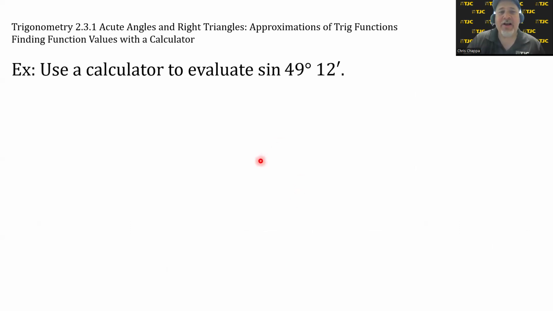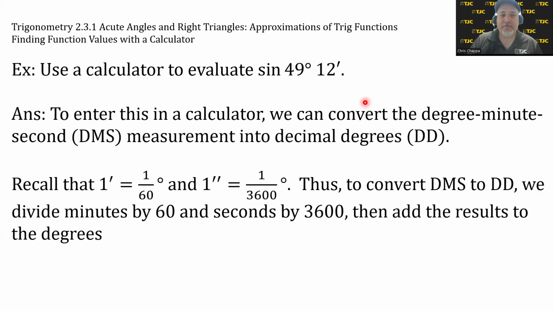For example, let's use a calculator to evaluate sine of 49 degrees 12 minutes. To enter this in a calculator, we can convert the degree minute second measurement, abbreviated DMS, into decimal degrees, abbreviated DD. Recall that 1 minute, with a single mark, is 1/60th of a degree, and that 1 second, with 2 marks, is 1/3600th of a degree. Thus, to convert degrees, minutes, seconds to decimal degrees, we divide minutes by 60 and seconds by 3,600, then add the results to the degrees.